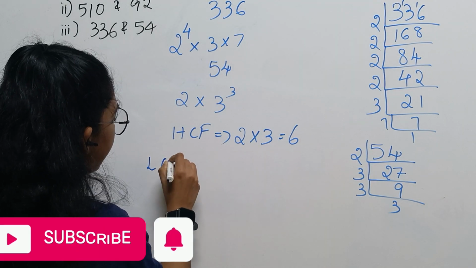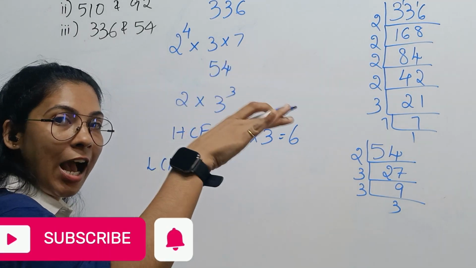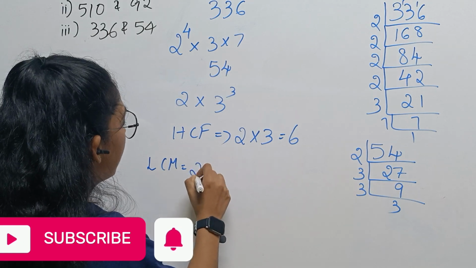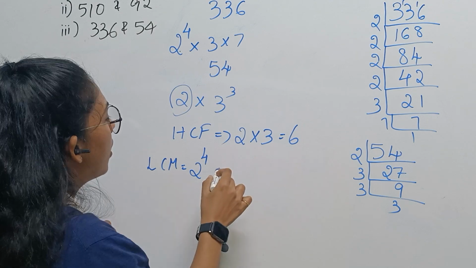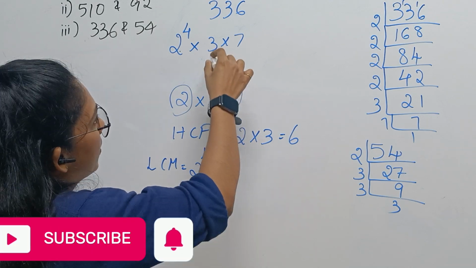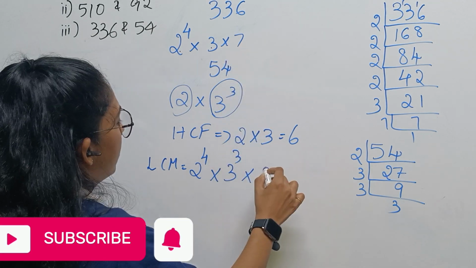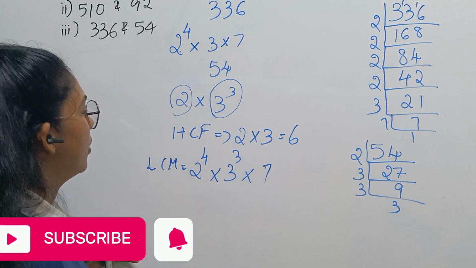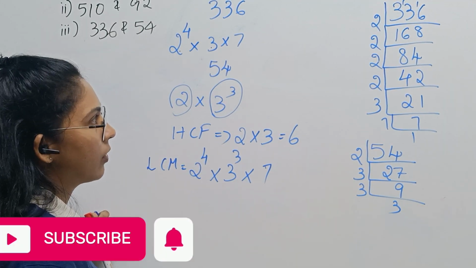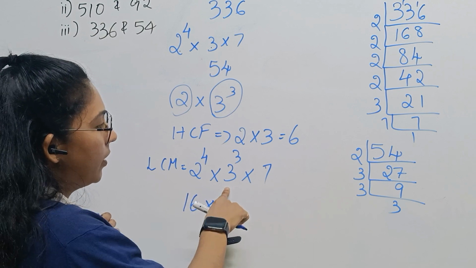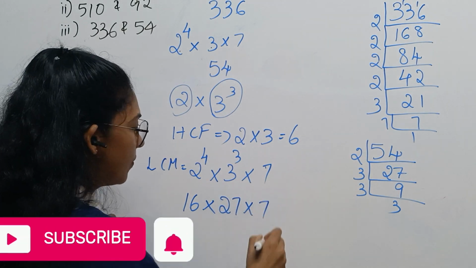Now, what is LCM? LCM is the product of all factors with the highest power. Okay, so 2 to the power 4, here 2 to the power 4 and 2. So we consider 2 to the power 4 into here 3 to the power 3, here it is 3. So we consider 3 to the power 3. Again 7 is there. Okay, anything else? No. So 2 to the power 4 into 3 to the power 3 into 7. What is 2 to the power 4? It is 16. Okay, 16 into 3 to the power 3. What is 3 to the power 3? Which is 27 into 7.